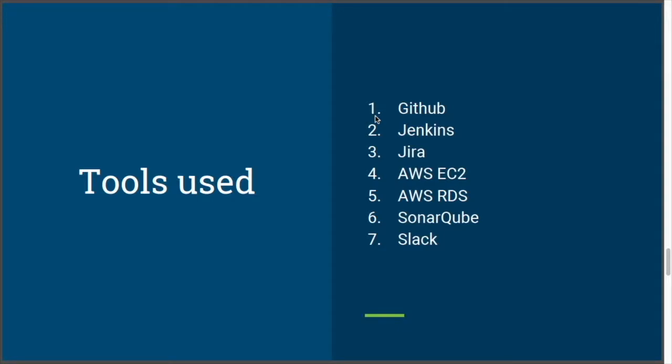So I'll speak more about the tools used now. So we used GitHub for our version control, Jenkins for our continuous integration, Jira for issue tracking, AWS EC2 instances for our project deployment, AWS RDS for the database which we used. SonarQube, which I've already explained, was used in our continuous integration to monitor the code quality. Slack was really helpful. We use Slack a lot for our daily stand-ups. It was also integrated with Jenkins and with GitHub, which would inform us every time a branch was committed or a build was running, if the build passed or build was successful.